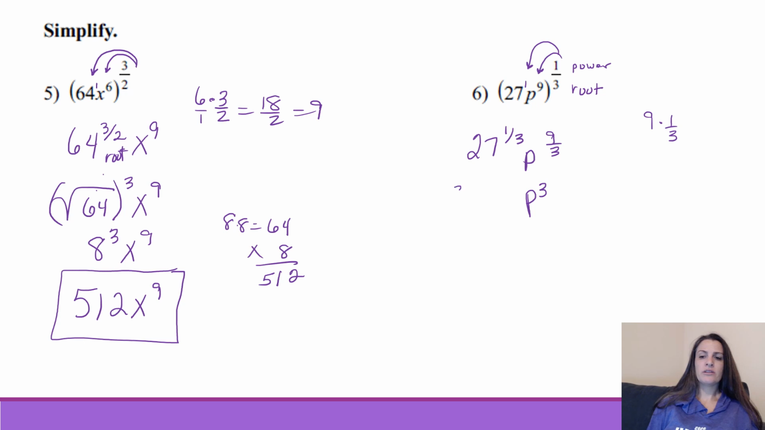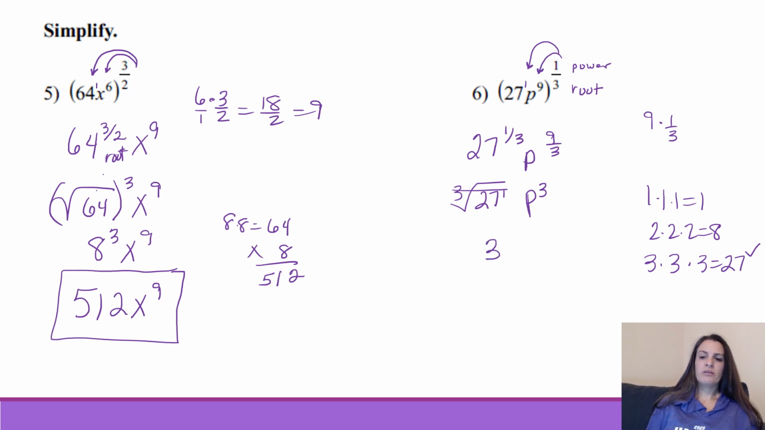That means take the cubed root of 27 and raise it to the 1st. So what's the same number 3 times that gives us 27? 1 times 1 times 1 is 1. 2 times 2 times 2 is 8. And 3 times 3 is 9. Times another 3 does give us 27. So the cubed root of 27 simplifies just to give us 3.